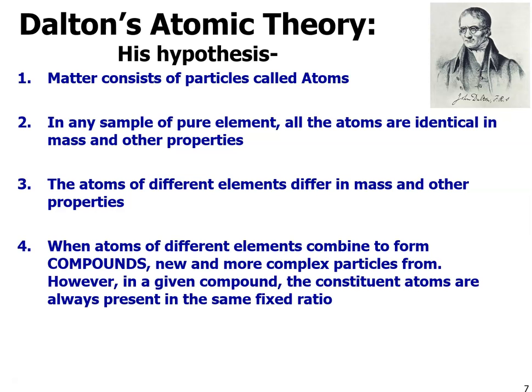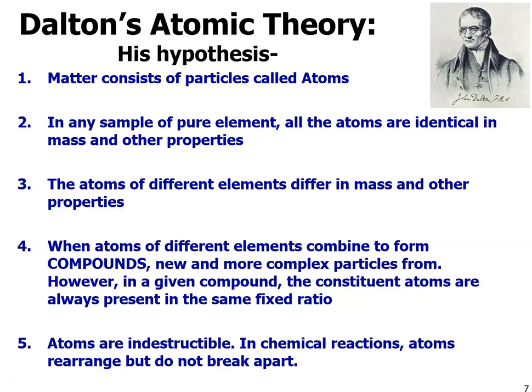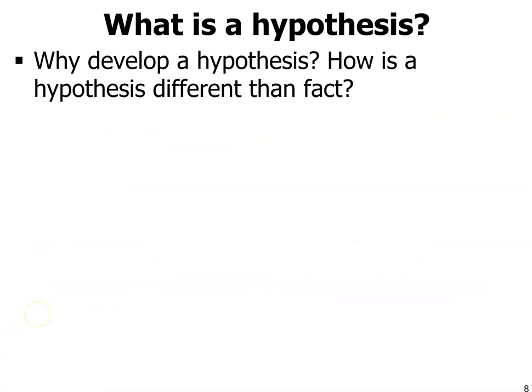And then when atoms of different elements combine to form compounds, new, more complex particles are formed. So different compounds are formed when we rearrange those. However, in a given compound, the constituent atoms are always present in the same fixed ratio. We'll talk more about what that means. And then atoms are indestructible. In chemical reactions, atoms rearrange, but they do not break apart. So those are his hypotheses, and we're going to explore these hypotheses in this lecture.